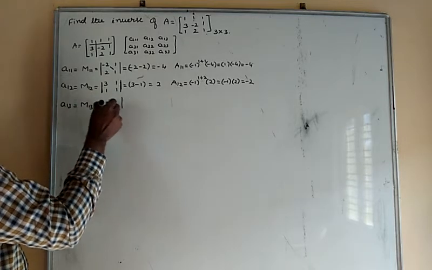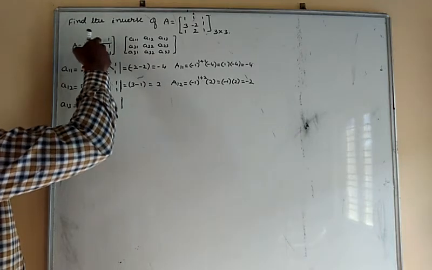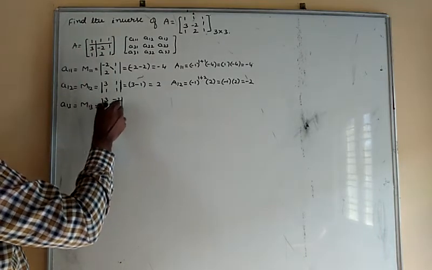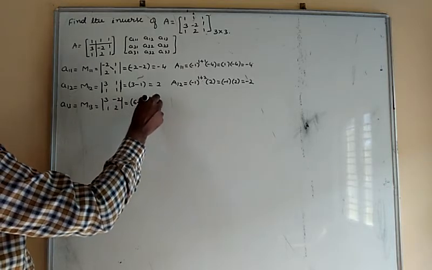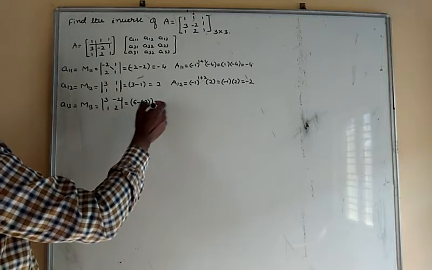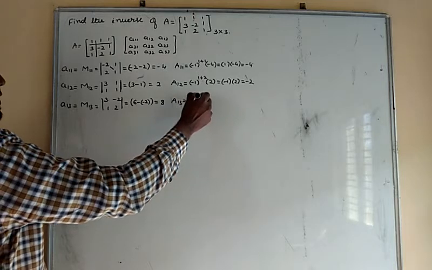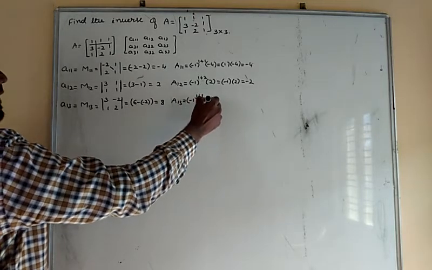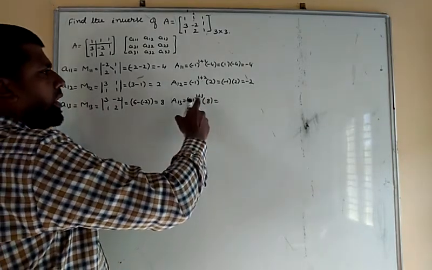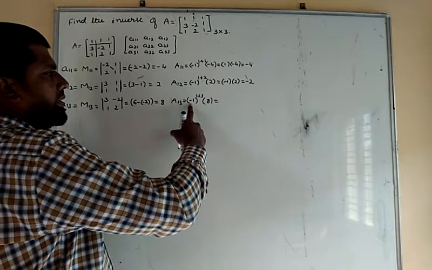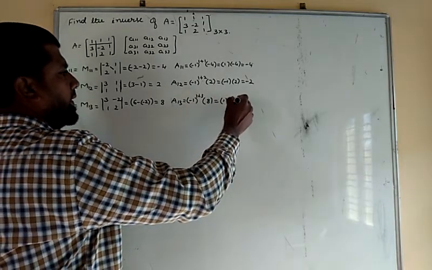Then A13 is equal to M13. M13 means you have to leave the first row and the third column. 3 -2 1 2, that is equal to 6 minus of -2, then minus into minus is plus, 6 plus 2 is 8. A13 is equal to (-1)^(1+3) into 8. The power is 1 plus 3, which is 4. If you multiply -1 four times, you are getting plus 1. So plus 1 into 8 is equal to 8.